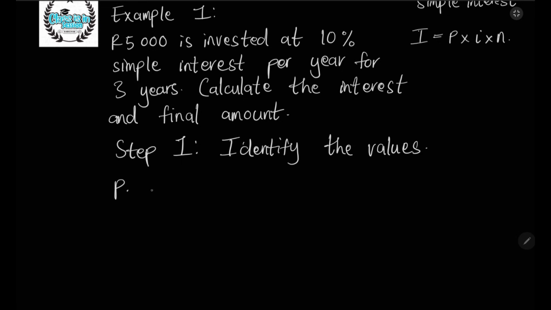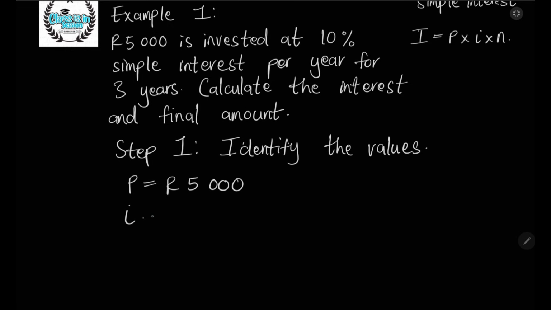Let's start with your P. Remember, the formula is I is equal to P times I times N. This is your interest, that is your principal amount, that is your interest rate, and that is your period. So we start with the I as you're calculating interest, with the P. What is the starting amount here? 5,000 Rand is invested at 10% simple interest. That means 5,000 Rand is your P. So P is 5,000 Rand, as that is what you started with.